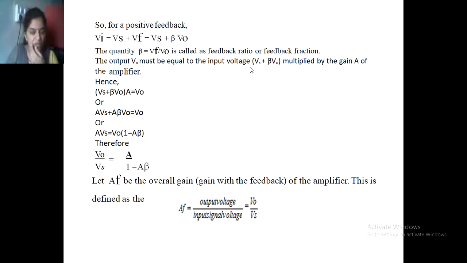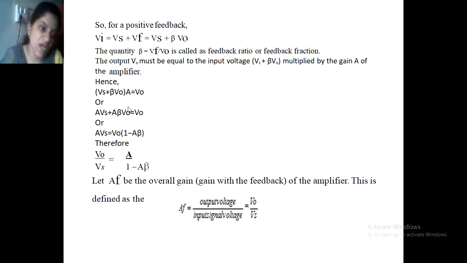multiplied by gain A of the amplifier. Hence (Vs plus beta V0) into A is equal to V0. Multiplying A inside, A Vs plus A beta V0 is equal to V0. Taking this term to this side, it becomes A Vs is equal to V0 into (1 minus A beta). V0 is common in both the terms, so we have taken it outside.